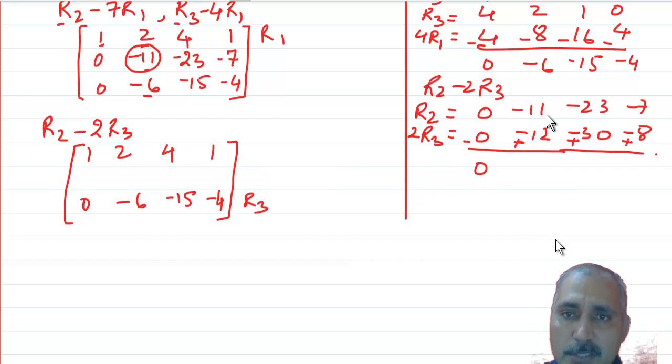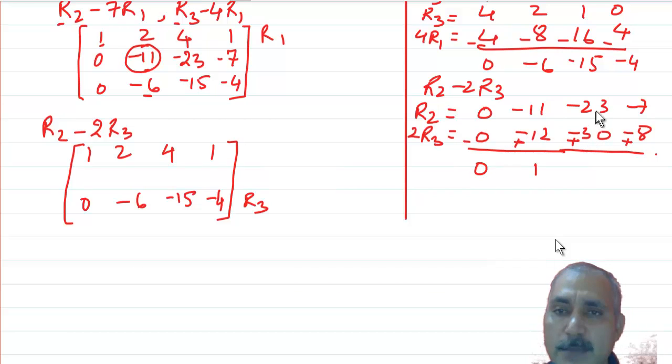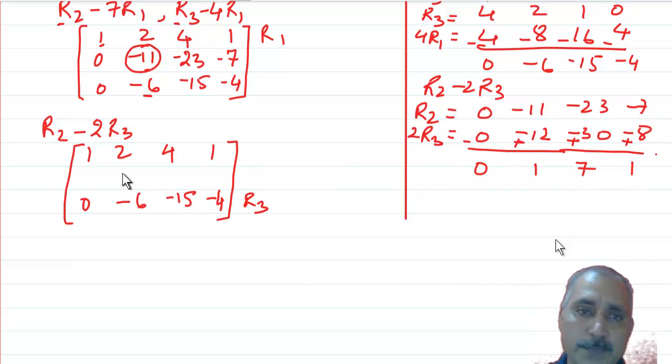This will be 0. Minus 11 plus 12 is going to be 1. And this is plus 30 and minus 23 will become 7. And plus 8 minus 7 will become 1. So we will write that 0, 1, 7, 1. Now we got this as 1.